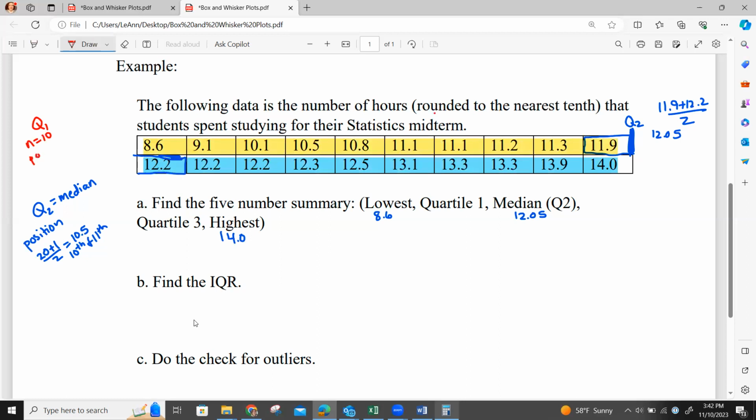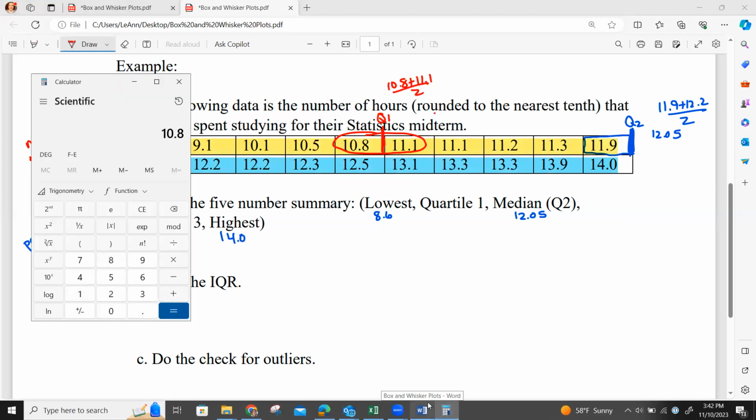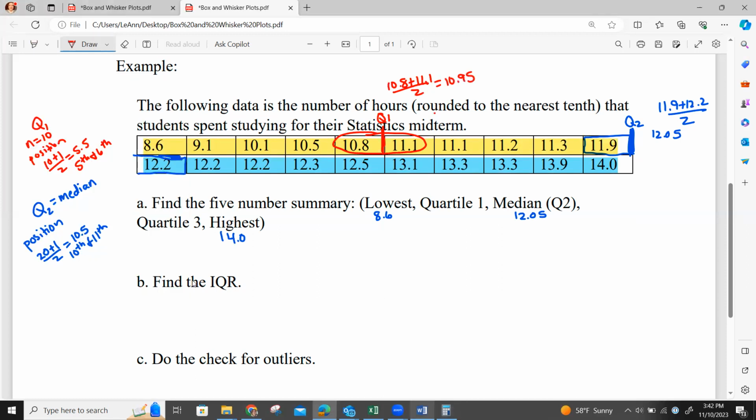So the position for our Q1 is 10 plus 1, divided by 2, so that's going to come out at 5.5. So that's between the 5th and 6th value. So 1, 2, since we're in order, 1, 2, 3, 4, 5, 6. So our Q1 is actually located right in between these 2 values. So we're going to have to do another kind of average here. 10.8 plus 11.1, divided by 2, is 10.95. So that's my Q1.